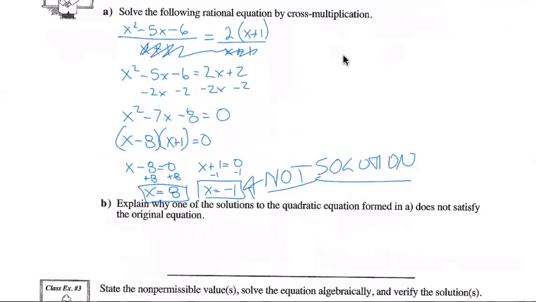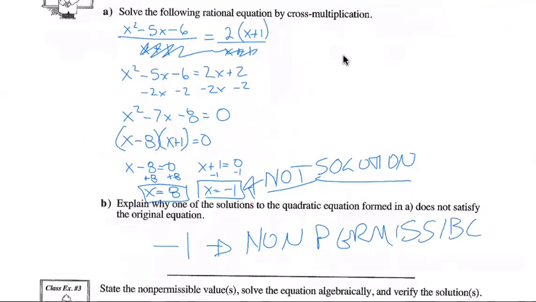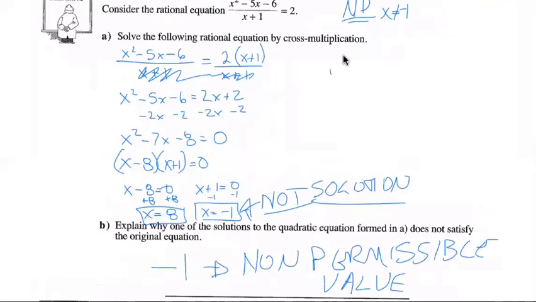Okay, so question B actually reads, it says, explain why one of the solutions of the quadratic equation formed does not satisfy the original equation. It's because -1 is a non-permissible value. Okay, so we don't need to worry about it.